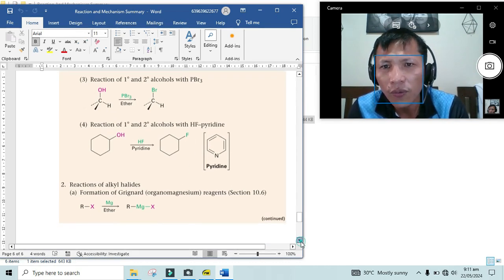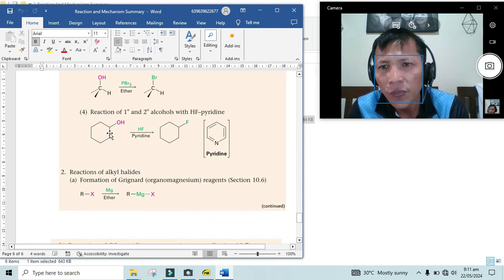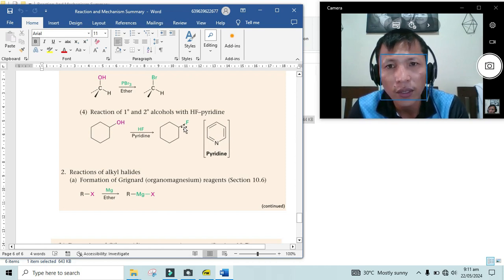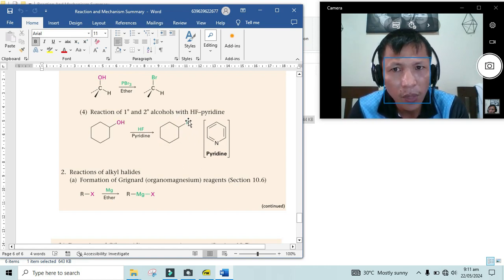And then you have your reaction of alcohols. This one is a cyclohexanol. So in particular, you have cyclohexanol as a reactant in making this type of HF, an organofluoride, organohalide, which is a fluorocyclohexane. Okay, that OH still is being replaced by your F.